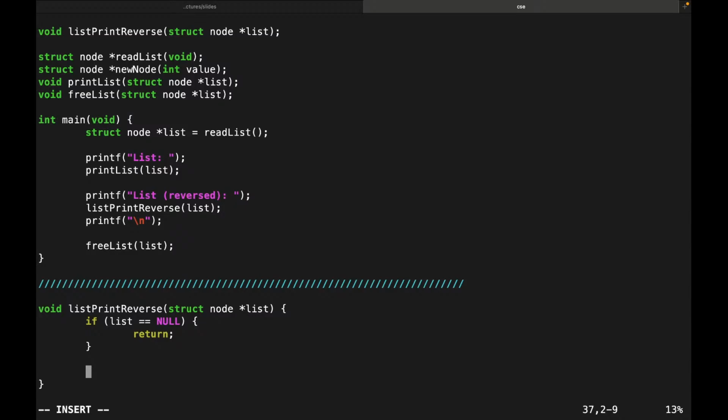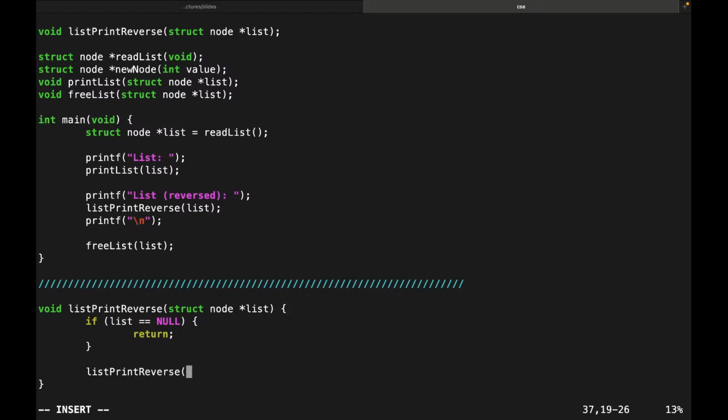But how about the recursive case? What do we do first if we want to print out the list in reverse? Yeah, so we call our function recursively, and what do we pass in? Yeah, so we pass in list next.